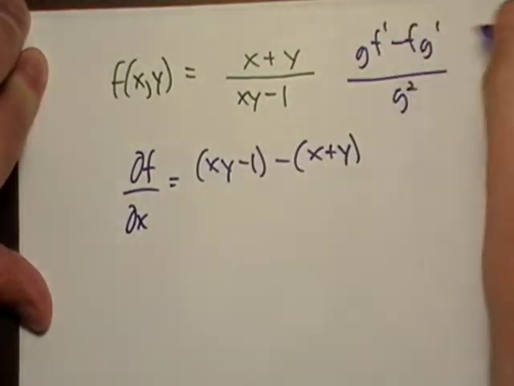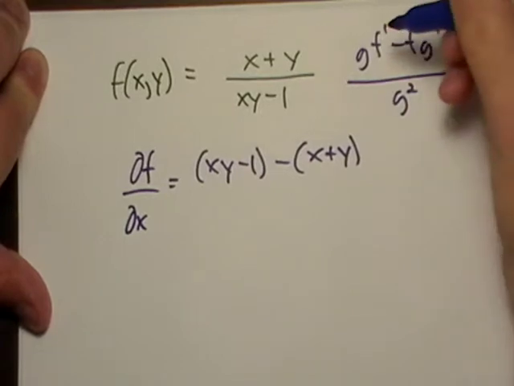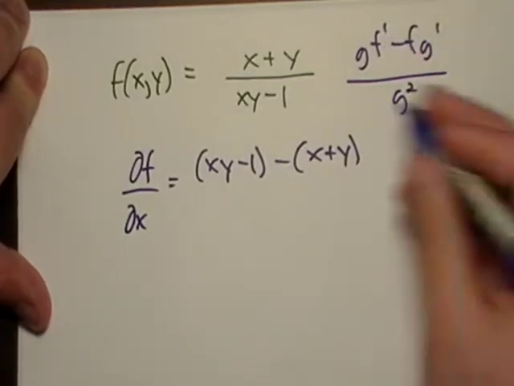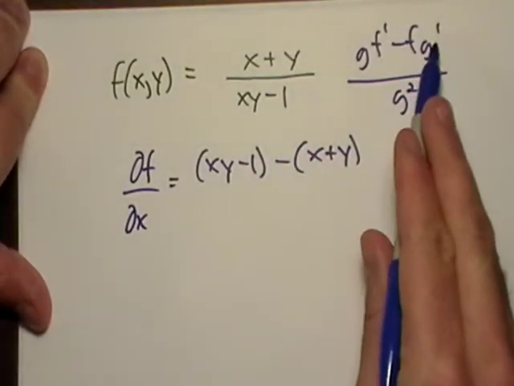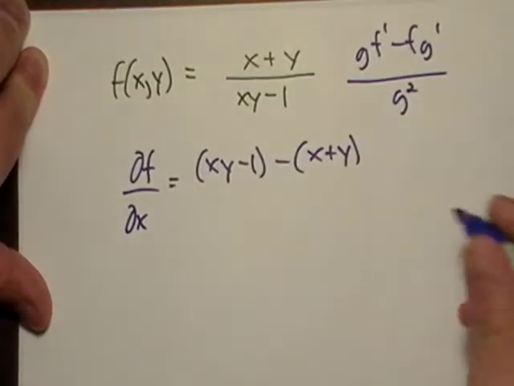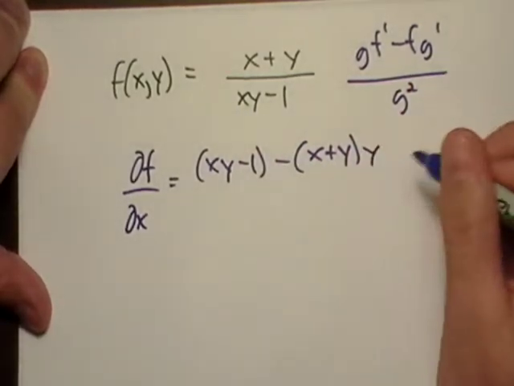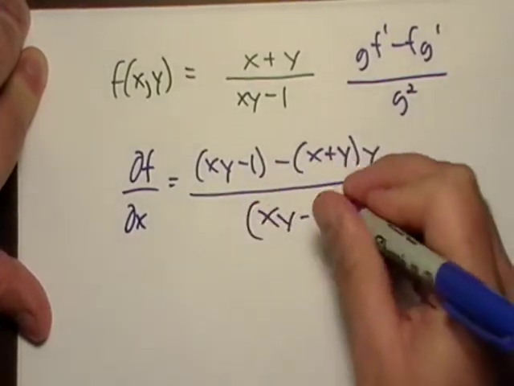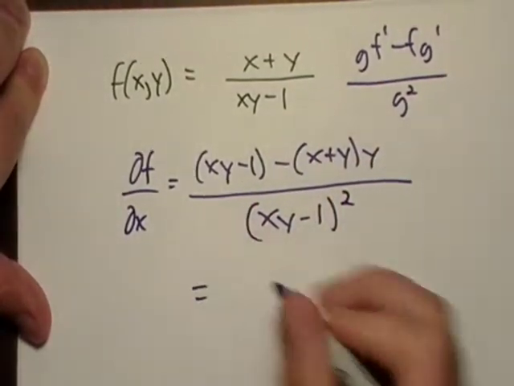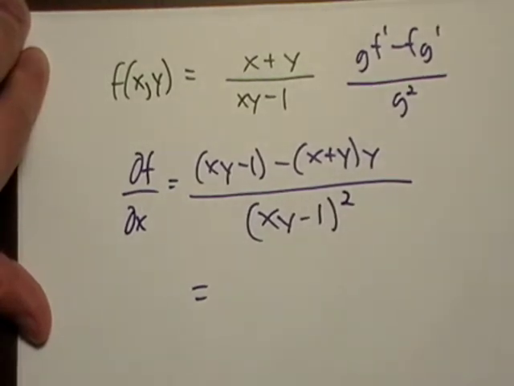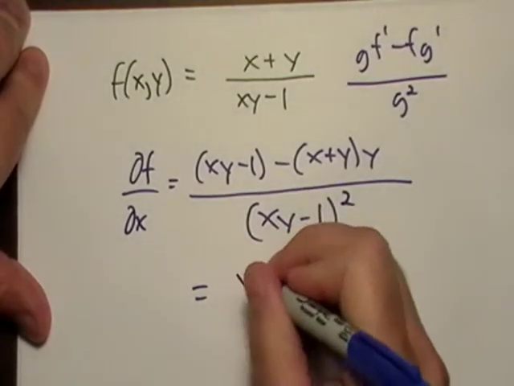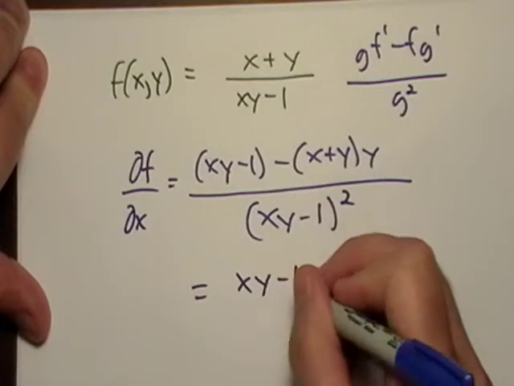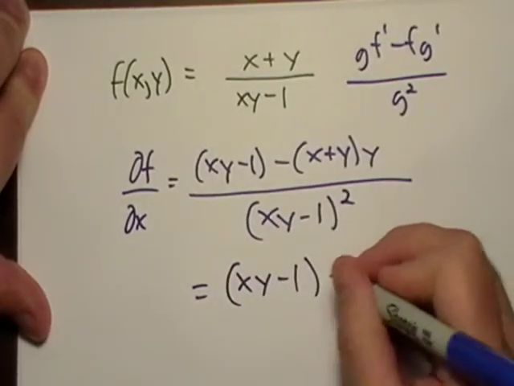I hope I didn't confuse anyone over here. This is just f is top, g is bottom. And then g prime, the derivative of the bottom, would be just y. And then we just square the bottom. It's up to you if you want to simplify this any more. I'm perfectly cool with it, but as math teachers.